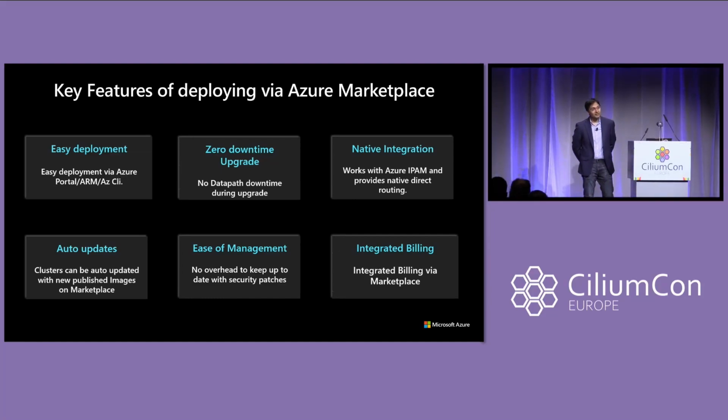You get auto updates. So if Cilium Enterprise image is updated, it will automatically be upgraded in your cluster deployments. You get ease of management. So all the security patches are automatically applied for you. And in addition, you get integrated billing. So you get one bill, which is what you need to track and pay.